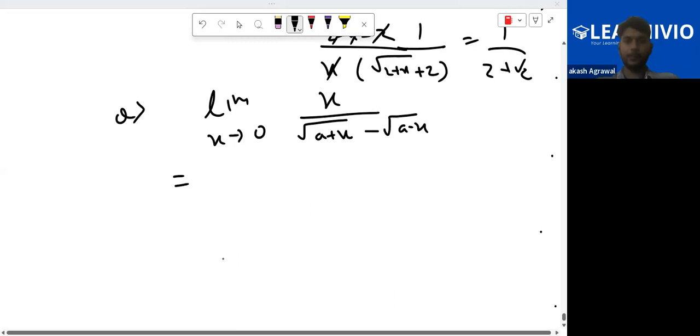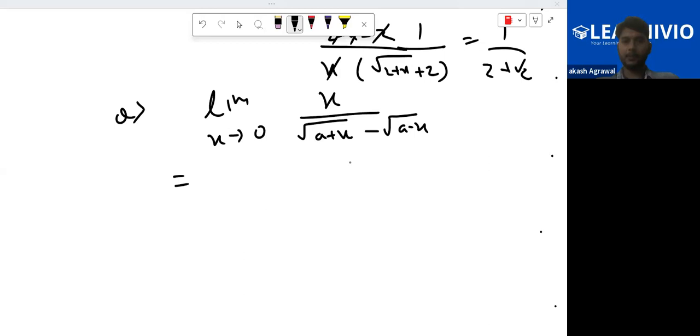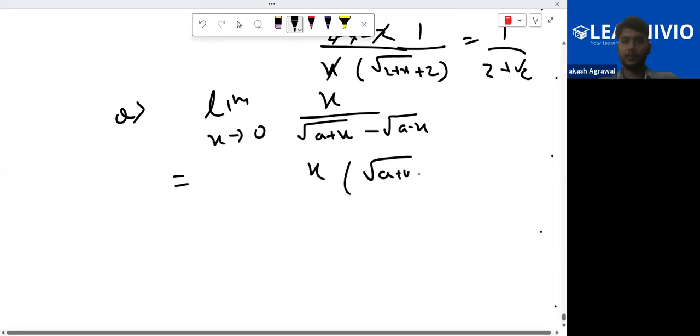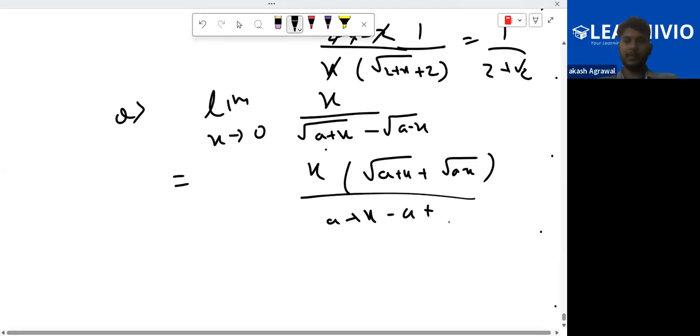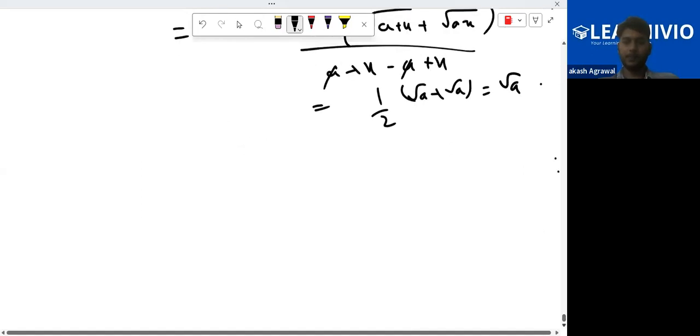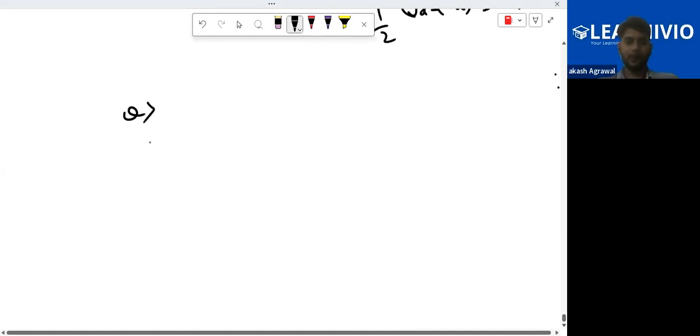Okay, let's see. When we rationalize this, it will become x times root a plus x plus root a minus x upon this will be square, so a plus x minus a plus x. So a and a gone, and this is 2x, so 1 upon 2. If we put x as 0, so root a plus root a, so 2 root a, so root a is the answer. Okay, Rishita, very good. Correct answer. Let's do one more question.